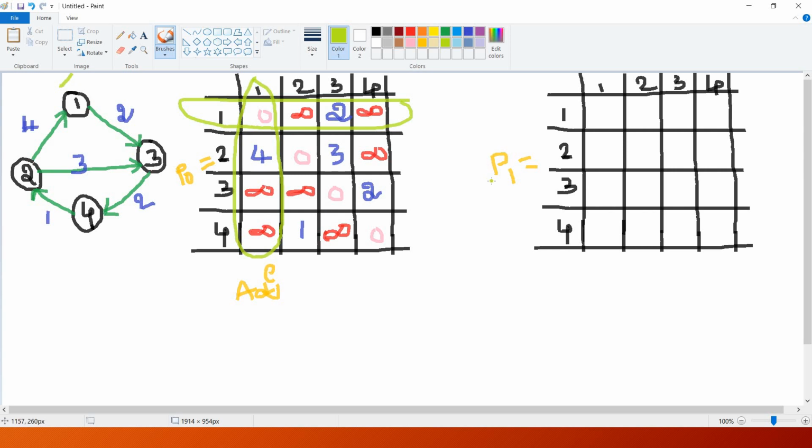So first, in Warshall's algorithm, how many matrices will you get? P0 by default is the adjacency matrix, then P1, P2, P3 and so on, up to Pn. The number of matrices you get equals the number of vertices. So now in the first step, I am considering vertex 1 as the intermediate node, and I am trying to calculate exactly the shortest path between the other vertices.